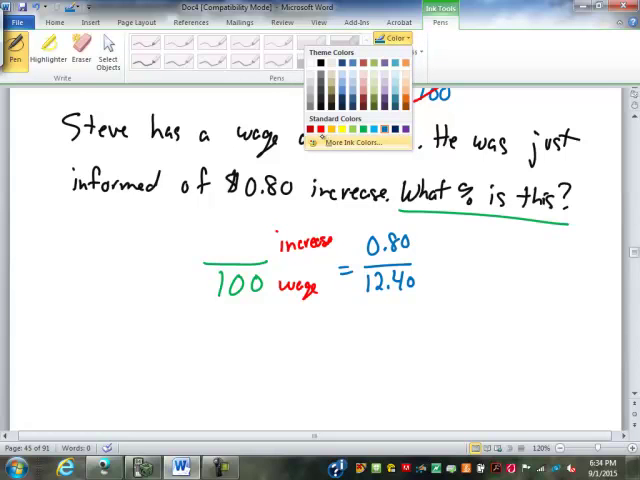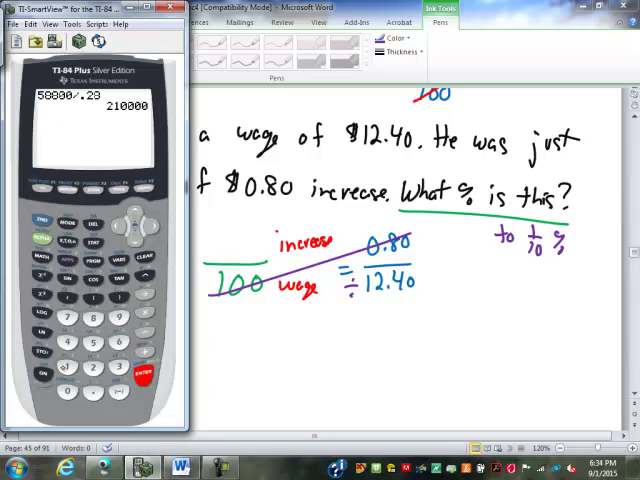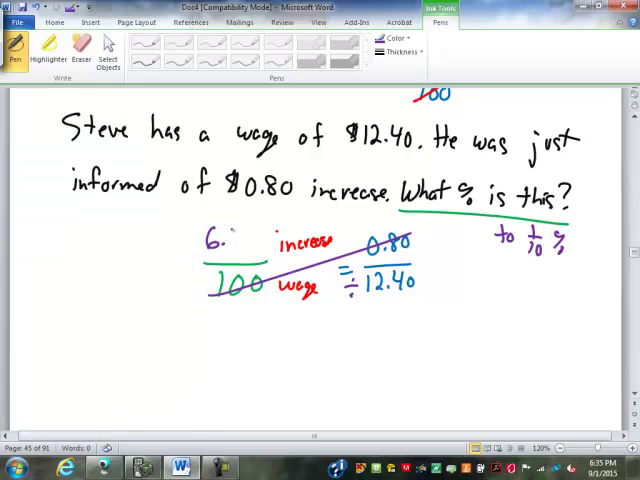And we will cross multiply and divide. 100 times 80 divided by the $12.40. Now I probably should have said here to the nearest, I don't know, 1/10 of a percent or something like that. Let's go to the nearest 10th of a percent. So we'll go 100 times 0.80 divided by 12.4. Gives us 6.45, which will round to, what is it, to the nearest 10th? 6.5%. Perfect.